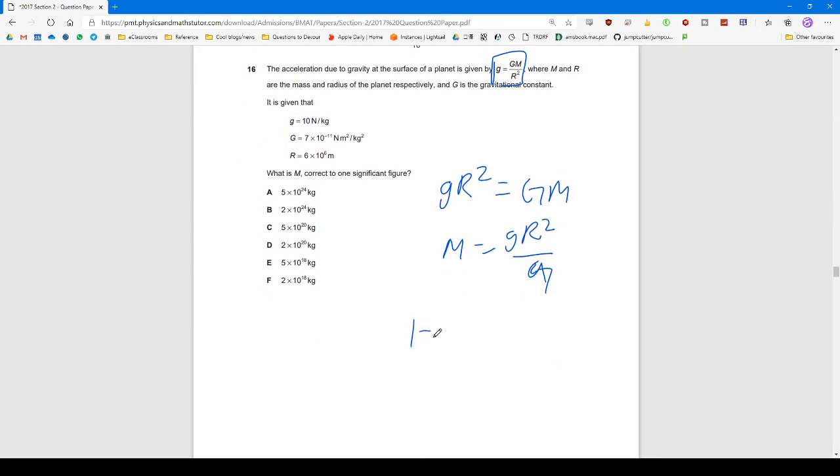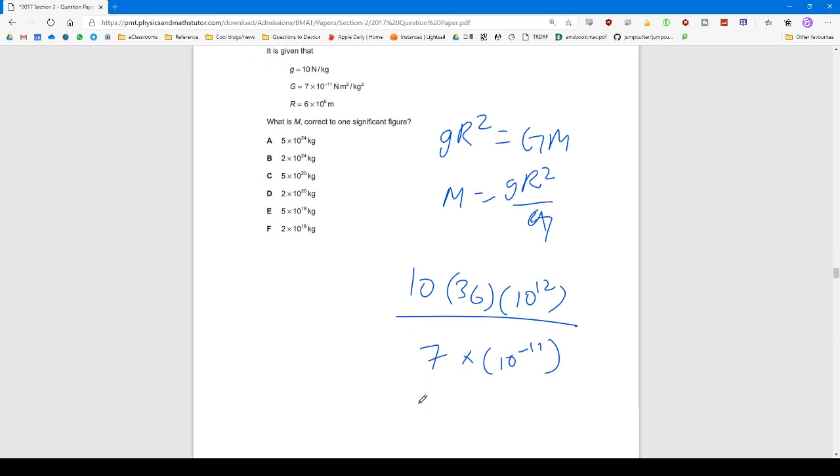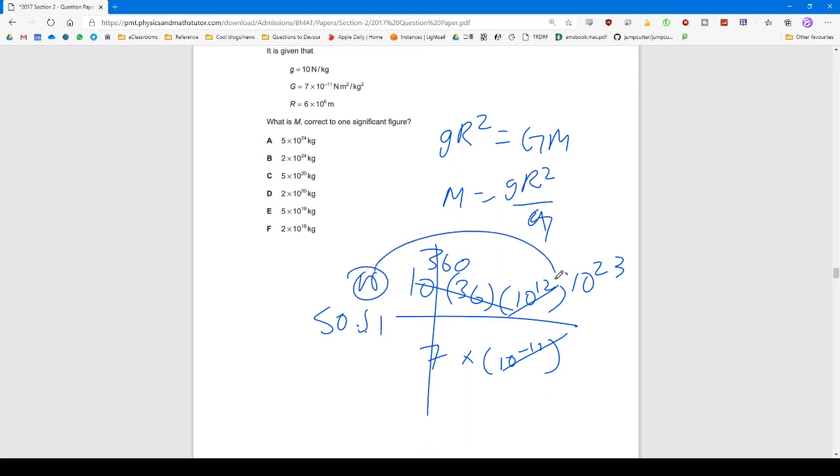Okay, what's that? That's 10 times 6 squared, 36. 10 to the 6 squared, 10 to the 12. Big G, 7 times 10 to the minus 11. Okay, so this becomes 10 to the 23, 10 times 36 over 7, 360 over 7. Well, this is approximately 50, maybe 51. 51 times 10 to the 23, take a 10 out of this and move it to the 10 to the 23, becomes 10 to the 24. 5 times 10 to the 24, A.